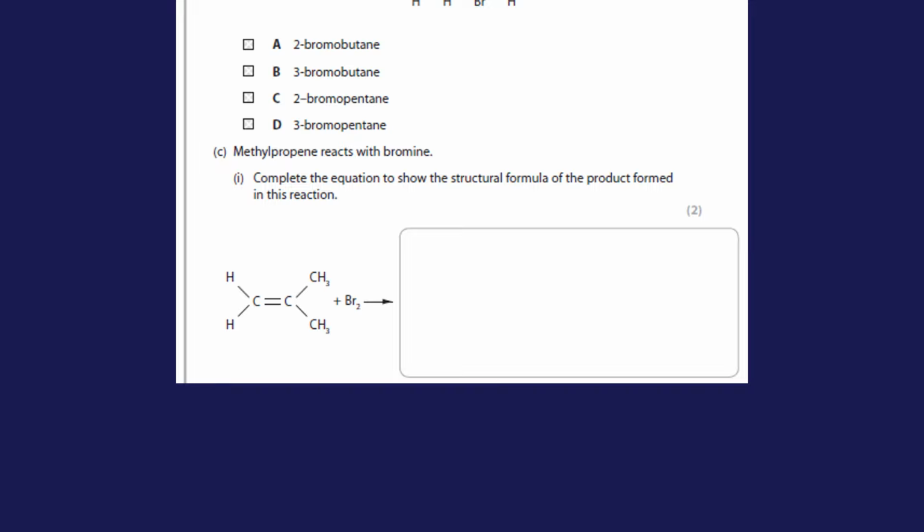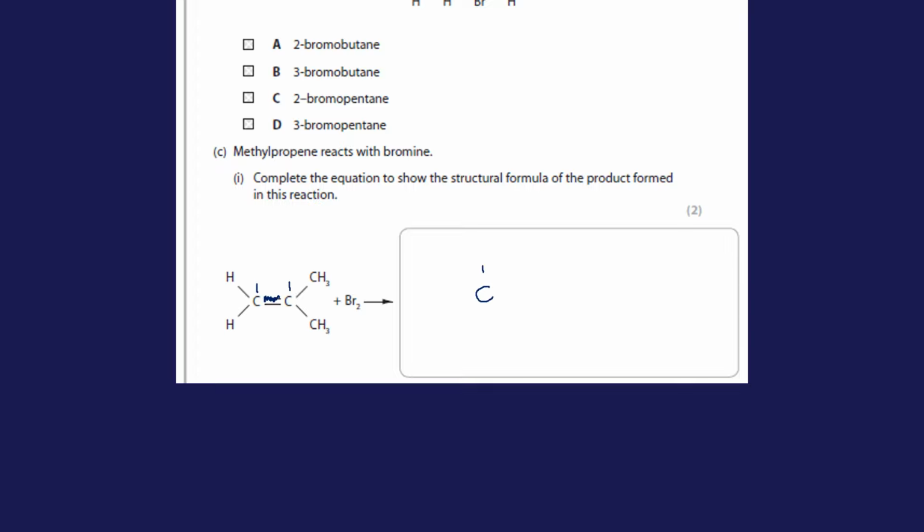And the final 2 marks for this. So methylpropene reacts with bromine. Yes, I know it does. There were several reactions we needed to know, and this was one of them. What happens here is it adds across the double bond, so the double bond breaks and we end up with a bromine here and a bromine here. So let me draw that out.